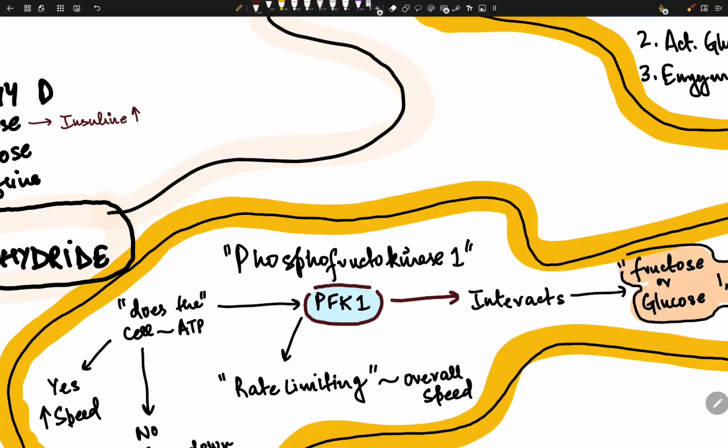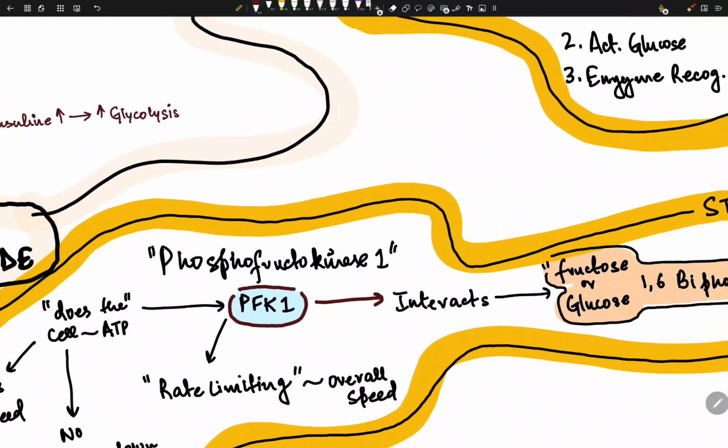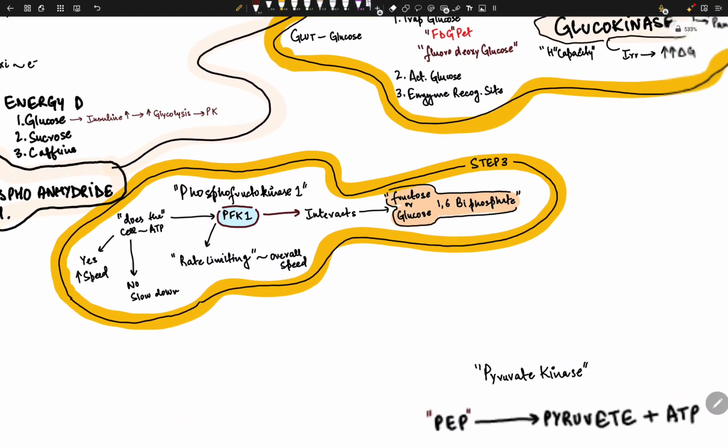So more glucose enters insulin sensitive tissue, so more glycolysis. And if more glycolysis, then greater flux reaches the final irreversible step, that is PEP converting to pyruvate by pyruvate kinase, okay? So that's the holy grail right there.